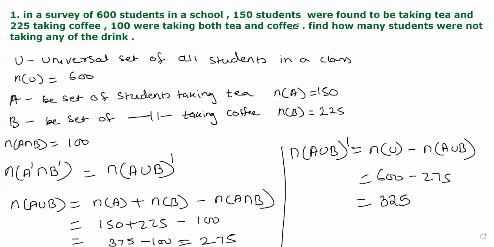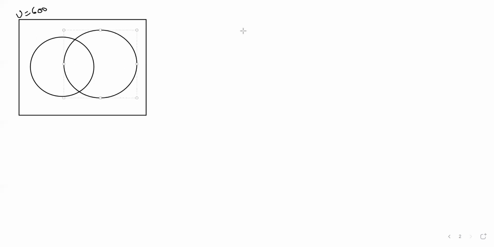We can also solve it using the Venn diagrams. लेकिन सिर्फ Venn diagram से solve करना 11th में allowed नहीं है, तो आपको formula से भी करना ही पड़ेगा. तो अगर मैंने बोला कि ये मेरा universal set है, number of students, this is 600. Number in A is 150. Number in B is 225 and this is 100. This will be 50, this will be 125.